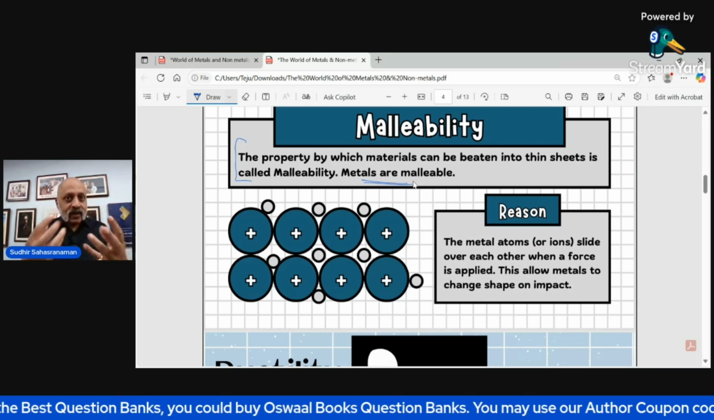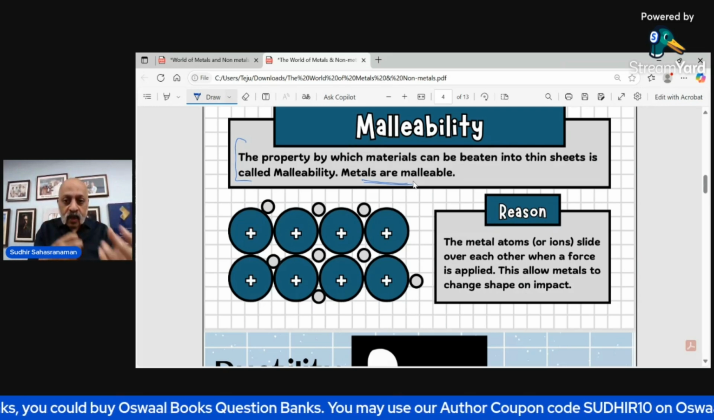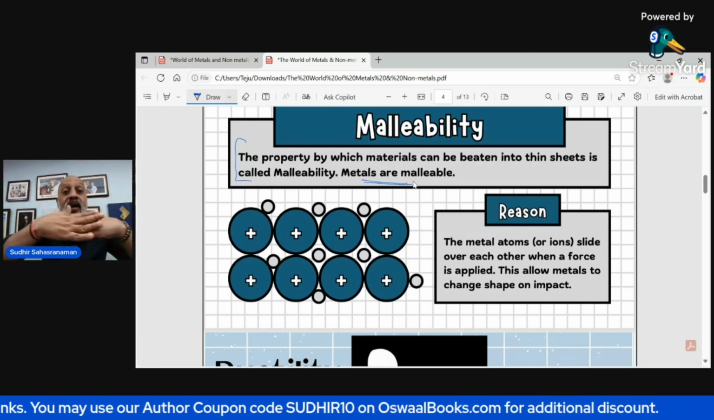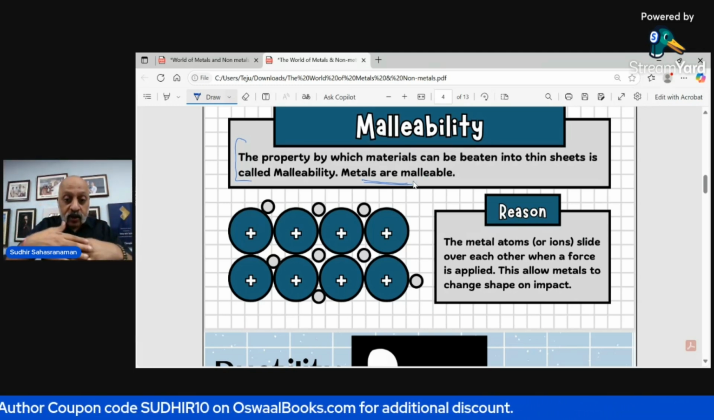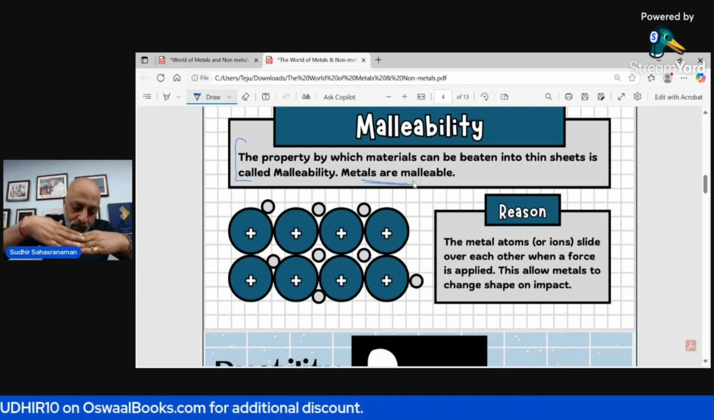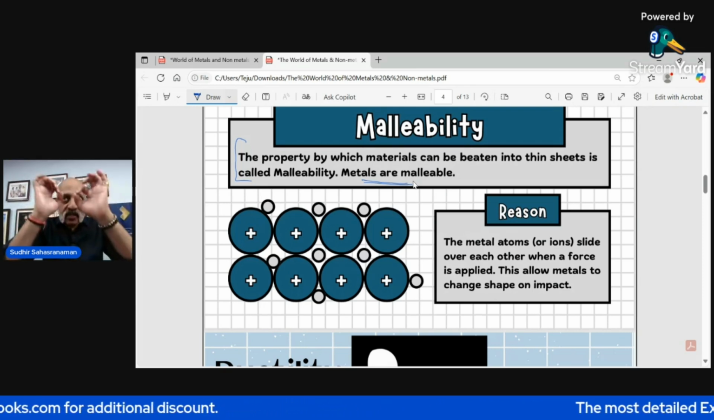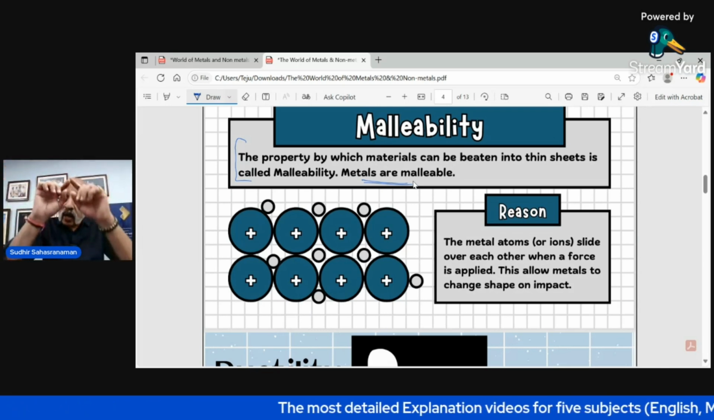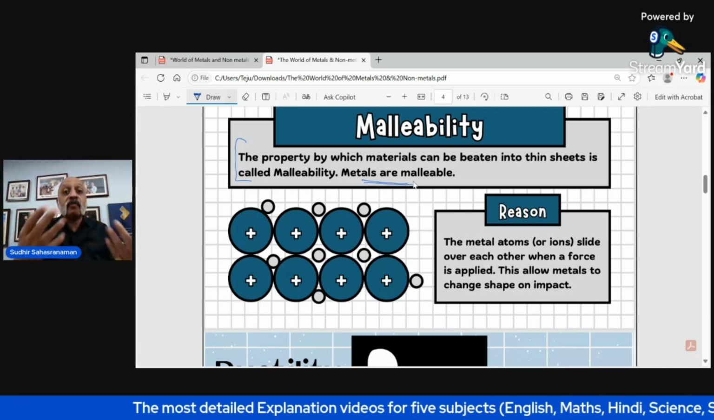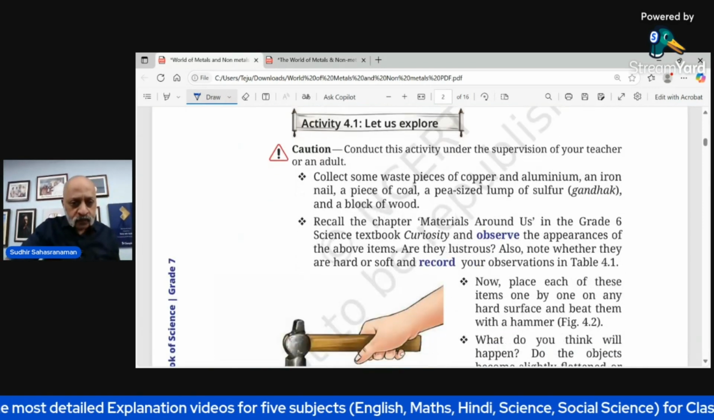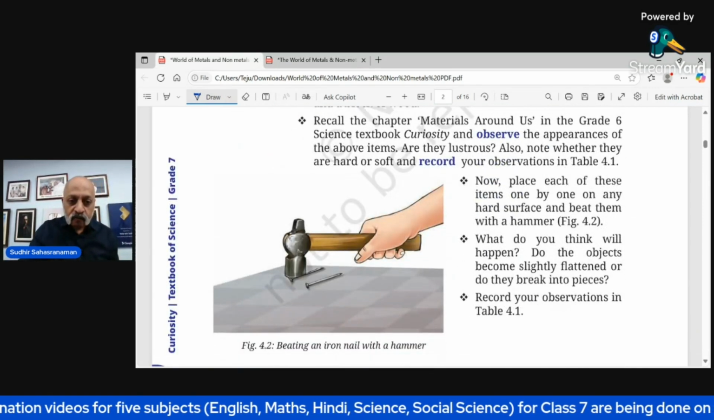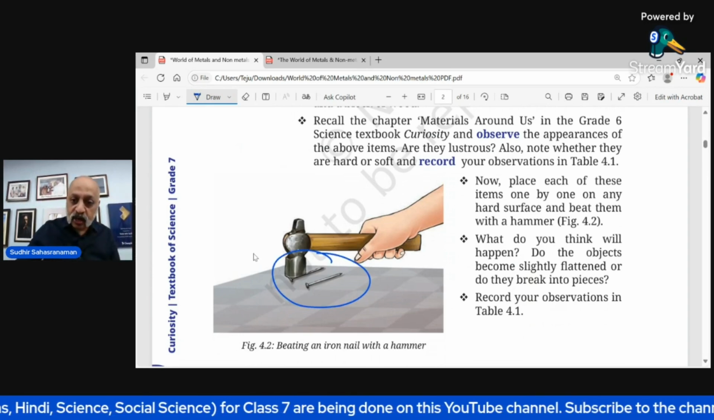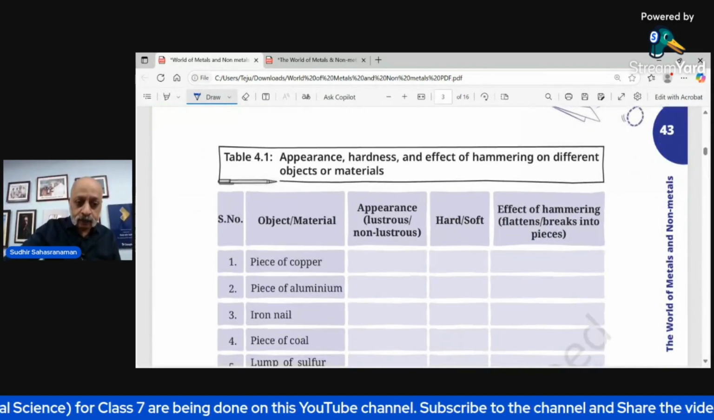The metal atoms, about which we will study in class 8 and 9, or they are called ions, slide over each other. So when they slide over each other, they are able to take any shape that you want to give it. So when a force is applied, the metal atoms inside, atom is the basic unit of anything. Anything in this world is made of atoms, right? So atoms slide over each other, and therefore they are able to change shape. So that's what you learn. So with the hammer, if you hit an iron nail, keel, with that, it will change shape. But that's not what we are talking about out here.